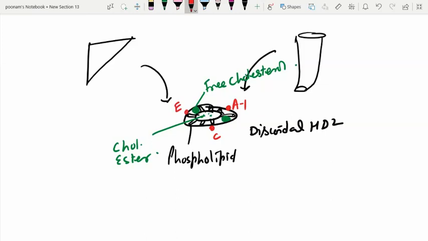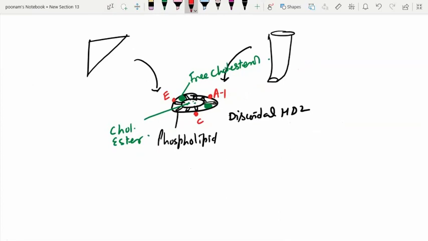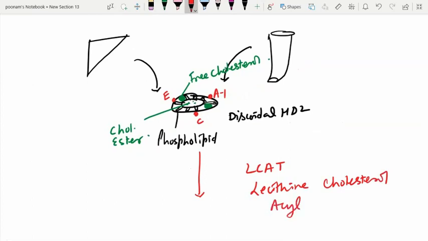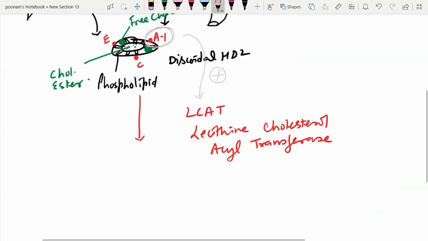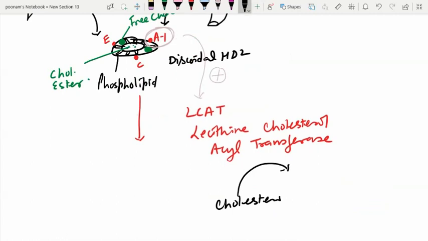This kind of discoidal HDL, once it comes to circulation, activates one enzyme, a plasma enzyme, LCAT, that is lecithin cholesterol acyl transferase. This enzyme is a plasma enzyme and it is activated by ApoA1 of the HDL particle. Once LCAT is activated, it gets attached to the HDL particle and does its role. The role of LCAT is as follows: it converts the free cholesterol to cholesterol ester.